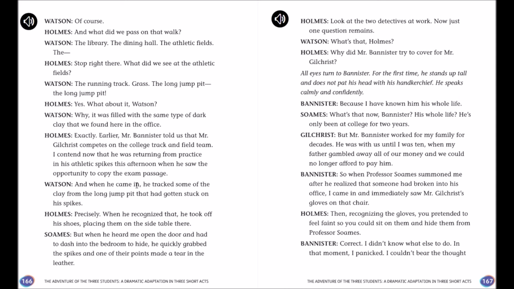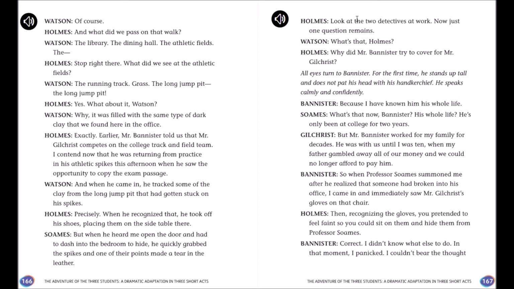Watson: And when he came in, he tracked some of the clay from the long jump pit that had gotten stuck on his spikes. Holmes: Precisely. And when he recognized that, he took off his shoes, placing them on the side table there. Soames: But when he heard me open the door and had to dash into the bedroom to hide, he quickly grabbed the spikes, and one of their points made a tear in the leather.